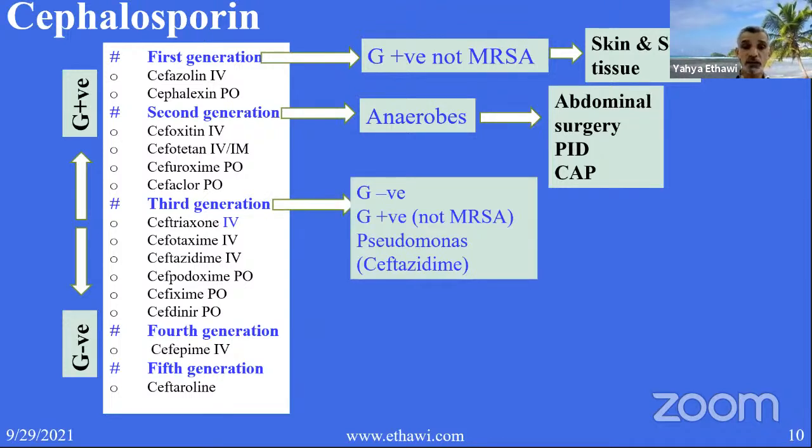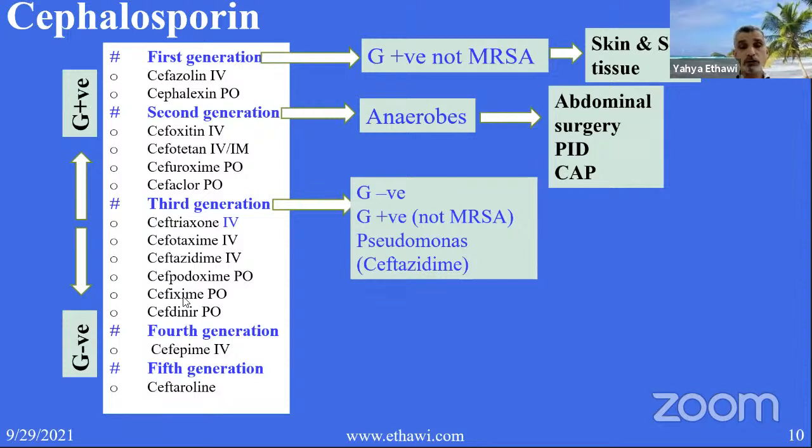The third generation has more gram-negative coverage, and it becomes equally effective. That's why they are commonly used. They are equally effective in gram-negative and gram-positive, but again, they cannot treat MRSA. And ceftazidime covers Pseudomonas. So you need to remember that.